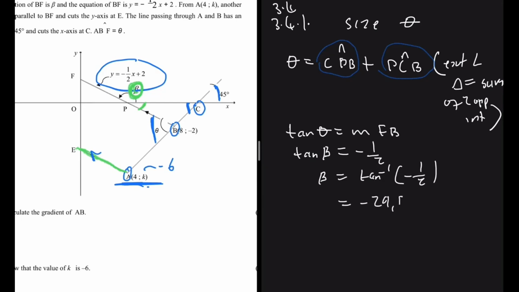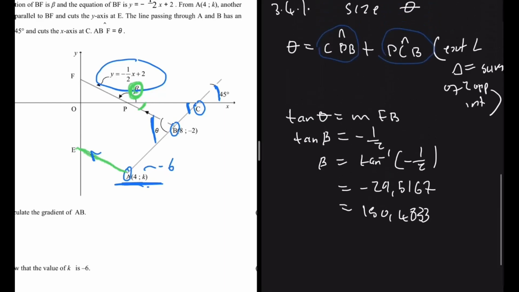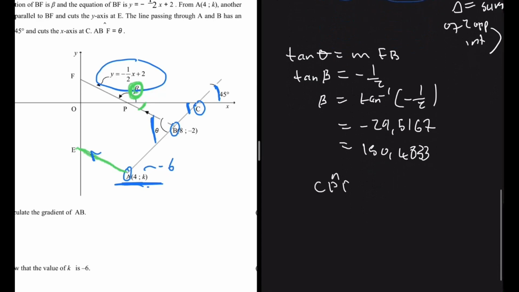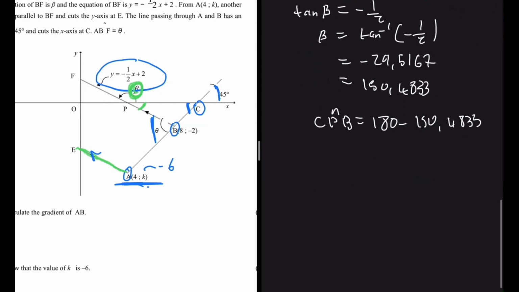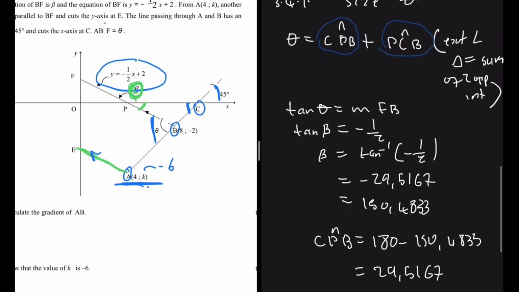minus 29.5167. And you know, if you get a negative angle, you're supposed to add 180, and that will be equals to 150.4833. So this angle CPB, so CPB will be equals to 180 minus 150.4833, which will be equals to 29.5167, right? Now we can move to angle PCB.